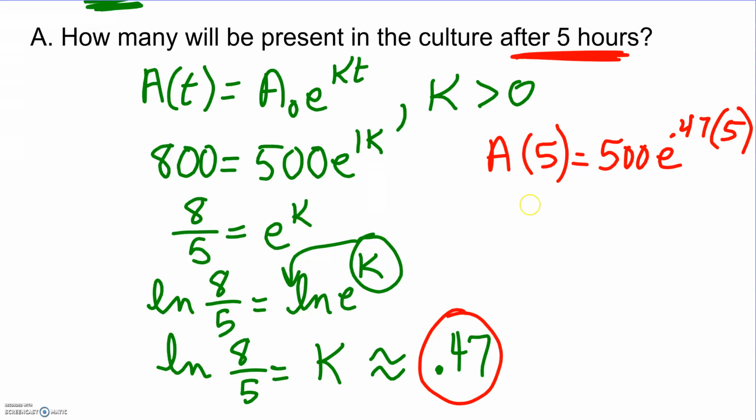And you get about 5,243 bacteria, which is what would be left after 5 hours then.